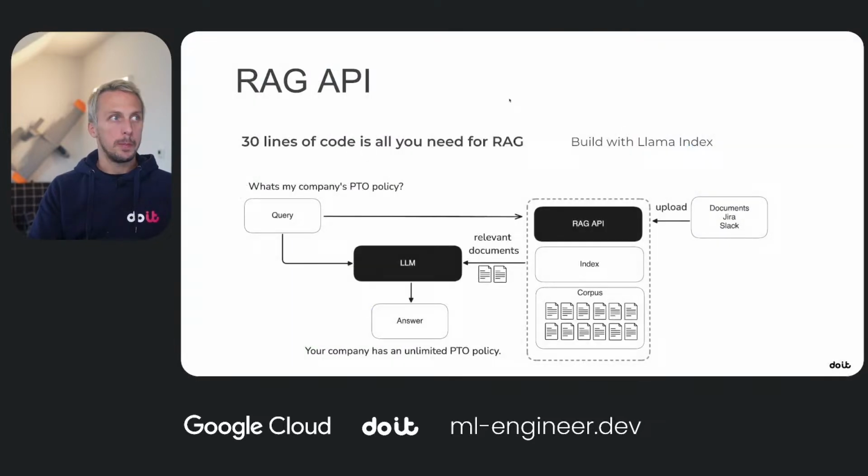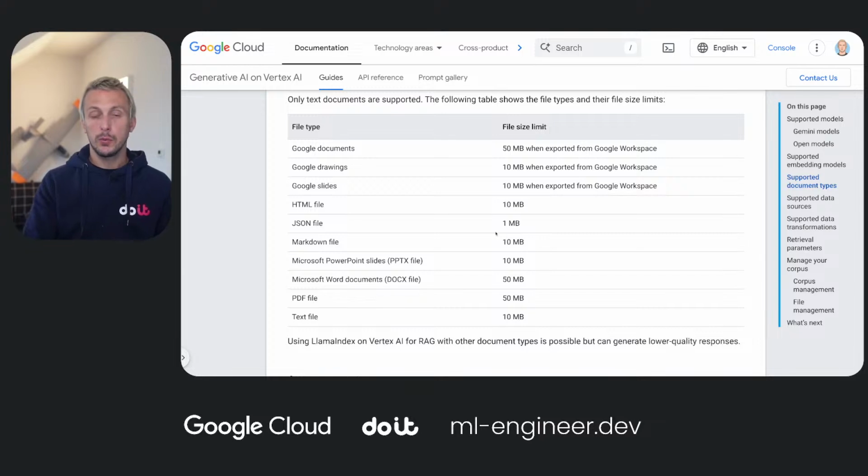So let me open up the documentation for you. Those are the files which are supported. So you see we get Google Drawings, Google Slides, HTML files, JSON, Markdown, everything you see in this list. And here you also see the file limits or the size limits for single files. So quite a few are supported. And this makes this very flexible, because you don't need to take care of processing those documents yourself. It's all managed by the RAG API. Just upload them, the rest is done for you.